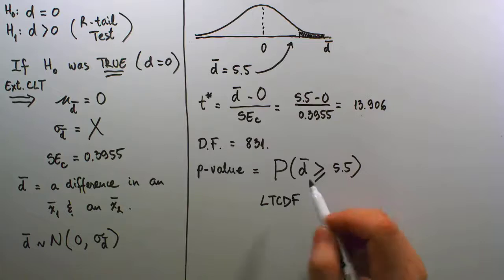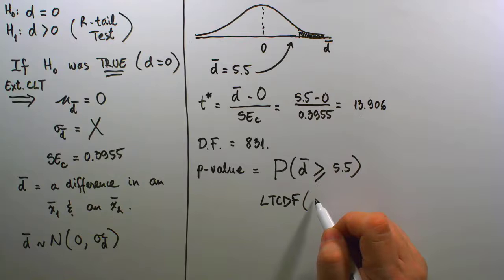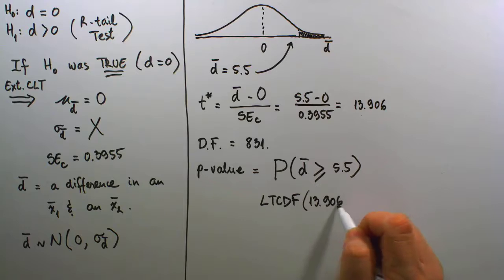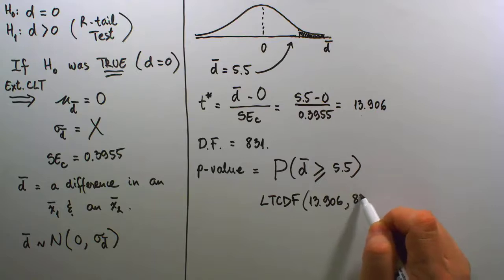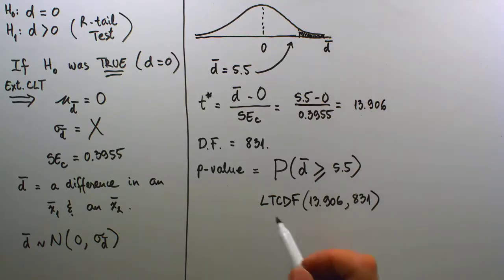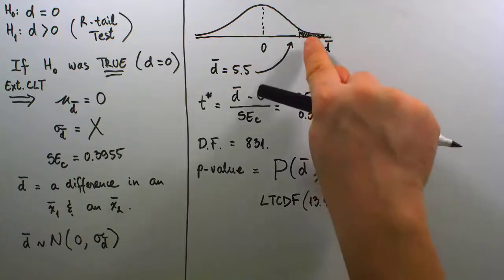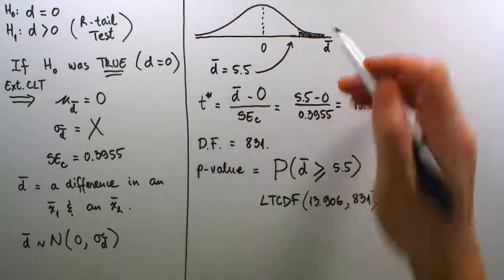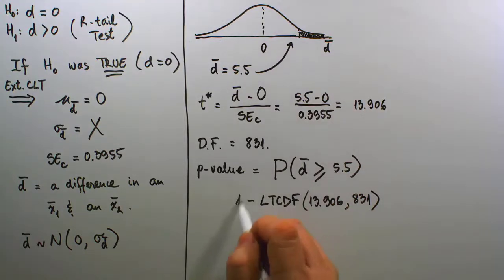Now I'm going to run my LTCDF program. When it's asking for t-score, I am going to provide 13.906, and when degrees of freedom is asked for, I'm going to enter 831. But again, as I said, the answer that comes out from this LTCDF program will only be the area shaded to the left hand side on this bell curve. So to achieve the right hand side, we must subtract the answer from 1, and that's how we will arrive at our final p-value.